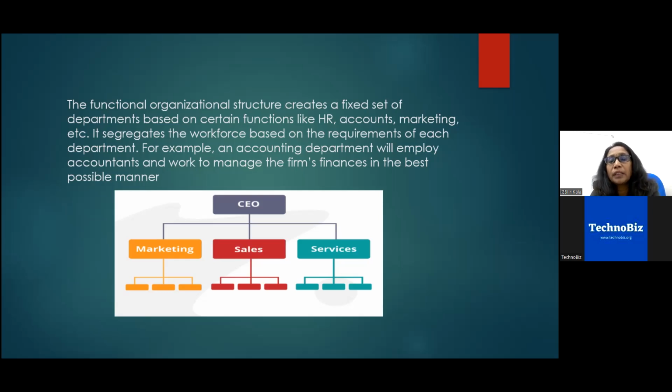They will look after the recruitment, the payroll, and administration of the firm. They will look into the workers' welfare. Moreover, the functional organizational structure allows the employees to work for a particular functional role without worrying about the other departments. They only look into their department and they will provide the services according to their job nature and job description.